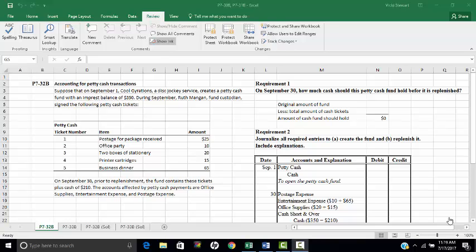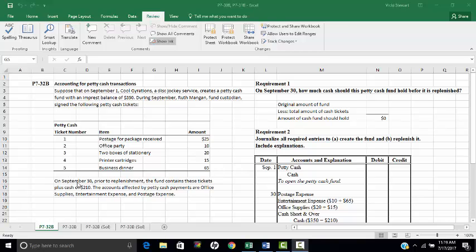This is a demonstration of problem 732B, accounting for petty cash transactions. Suppose that on September 1st, Cool Gyrations, a disc jockey service, creates a petty cash fund with an imprest balance of $350. During September, Ruth Mangan, fund custodian, signed the following petty cash tickets, and the problem lists 5 petty cash tickets with the item that was purchased and the amount.